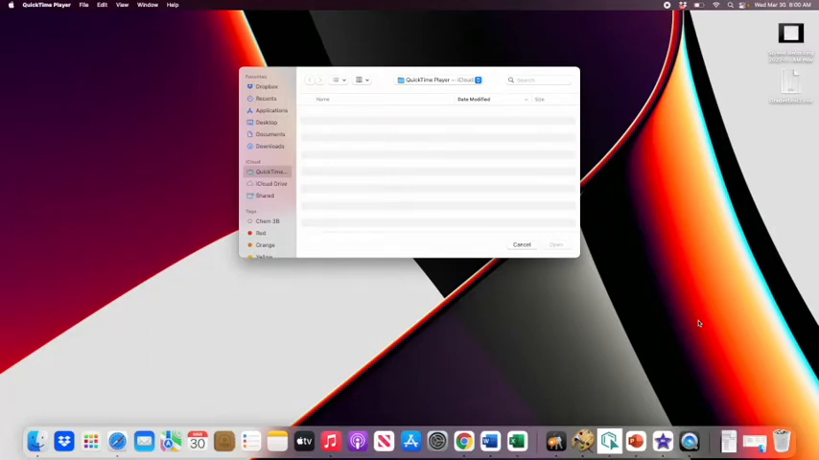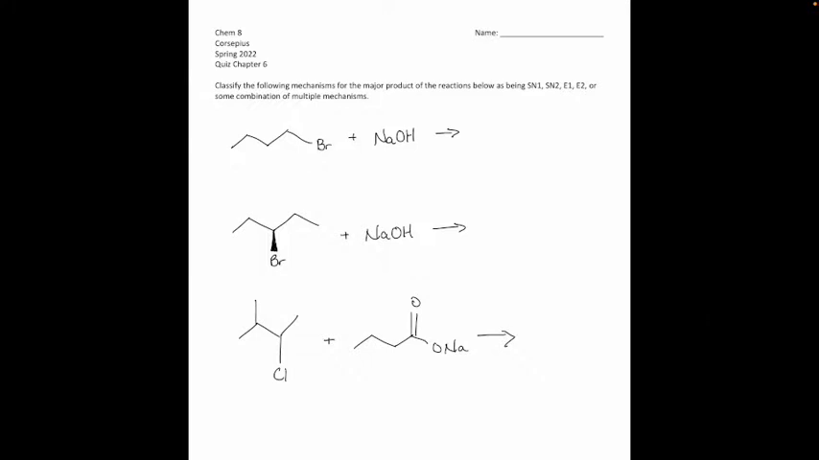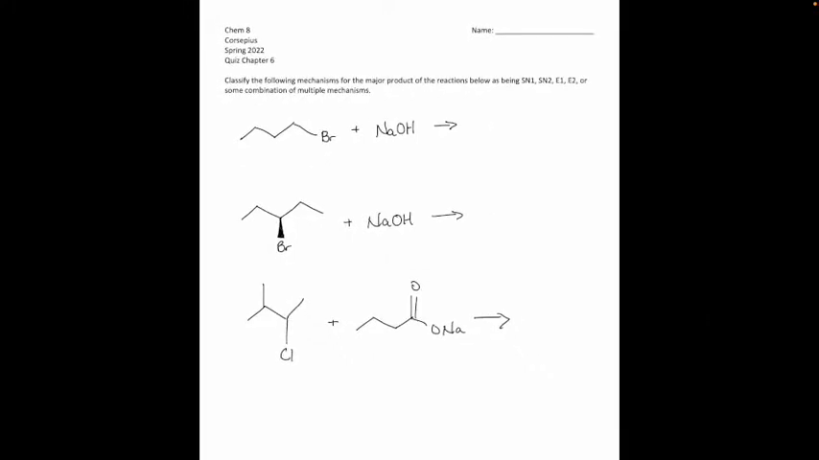So let's start our review of Chapter 6 material. This revolved all around these substitution and elimination reactions. All right, so the first thing I get to ask you is just what is the mechanism that produces the major products for each of these reactions?